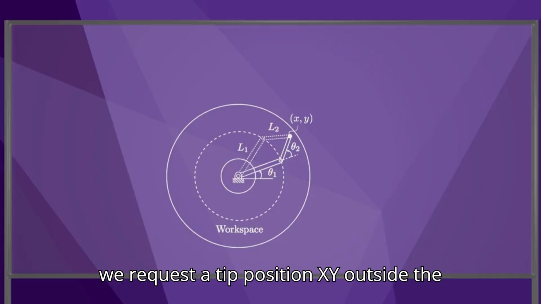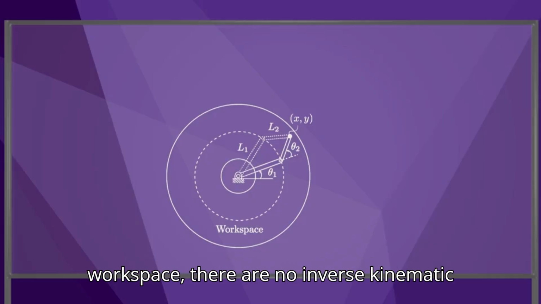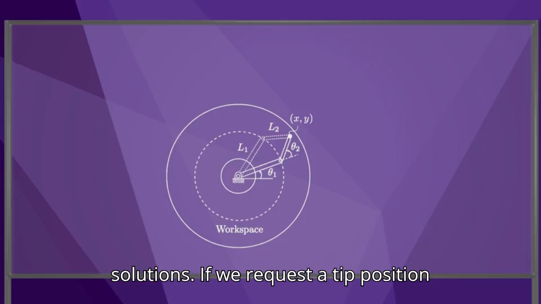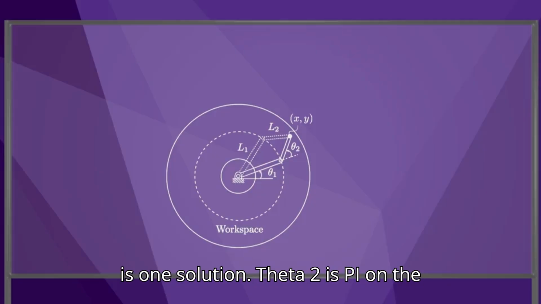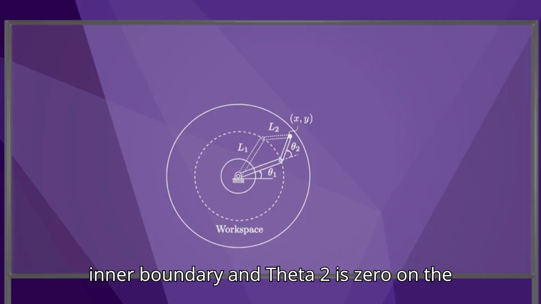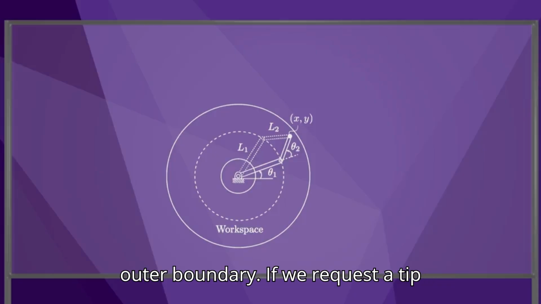If we request a tip position xy outside the workspace, there are no inverse kinematic solutions. If we request a tip position on the boundary of the workspace, there is one solution. θ2 is pi on the inner boundary, and θ2 is 0 on the outer boundary.